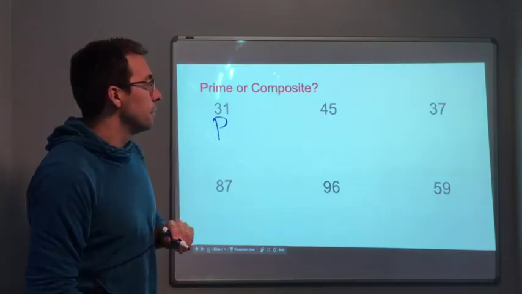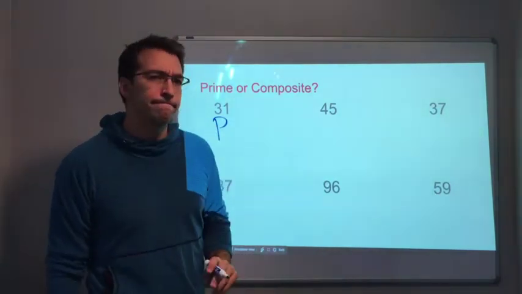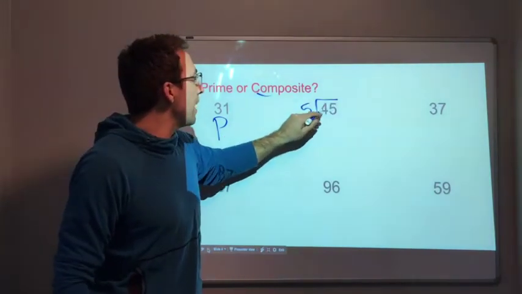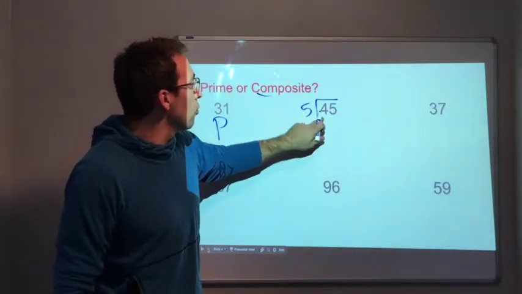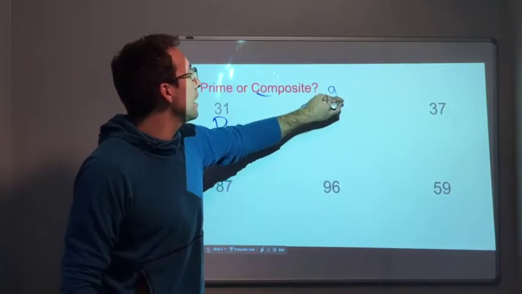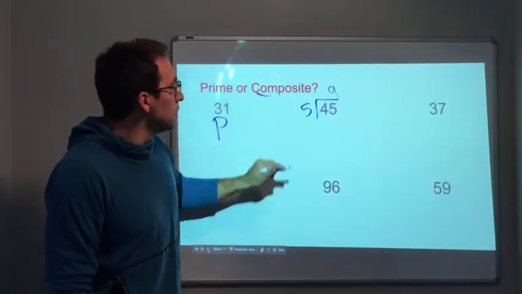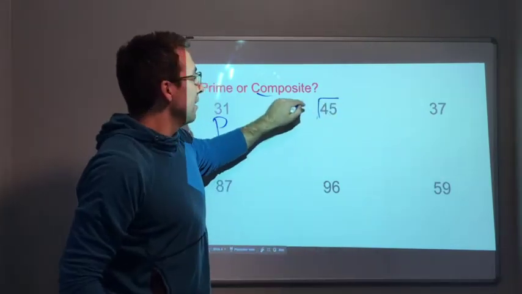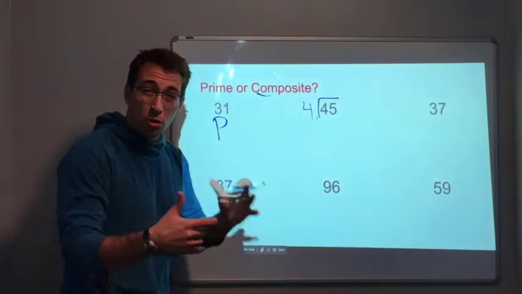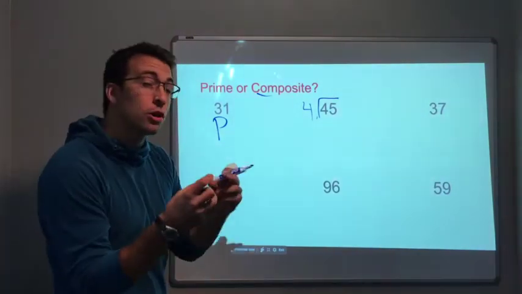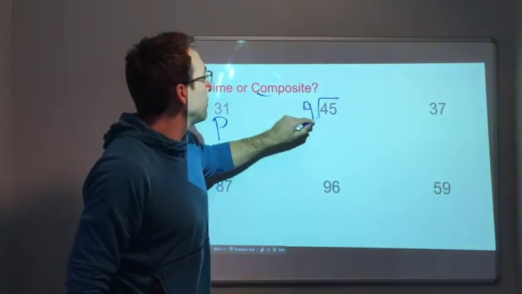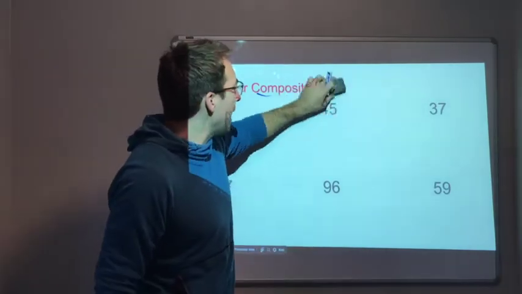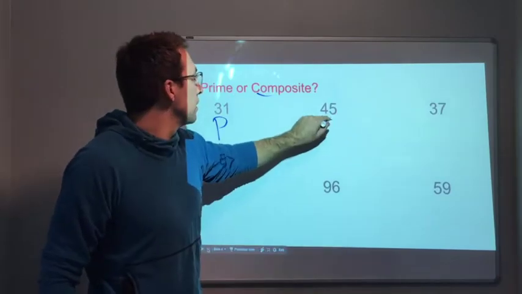We'll say prime. 45. No, 45 is composite. We can divide it by the number 5. It ends in 5. So 9 times 5 is 45. That means we can also divide the number by 9, right? Factors, multiples, divisors, they work in pairs. So 45 divided by 9 is 5. Great, so we know 45 is composite.